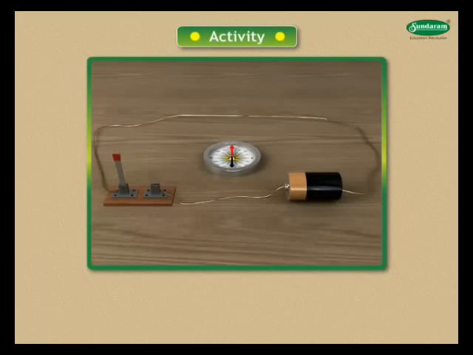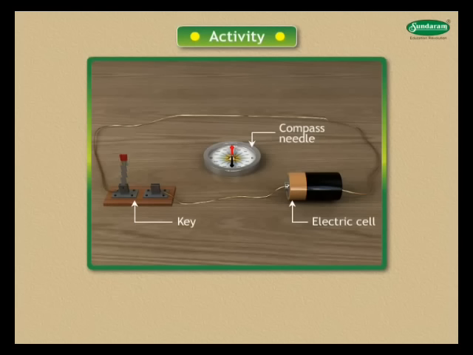Make the circuit by connecting the two terminals of the electric cell to the key as shown. Place the compass needle close to it. Note the direction in which compass needle is pointing. While watching the compass needle carefully, close the key for few seconds. Release the key and watch again. Repeat the steps again by changing its polarity.